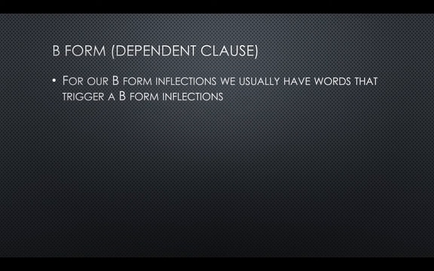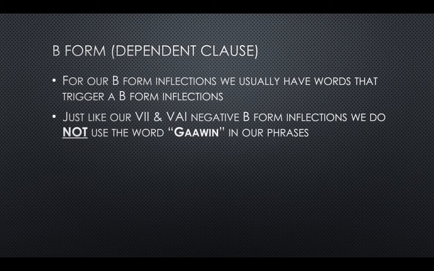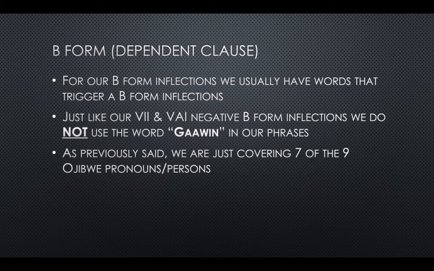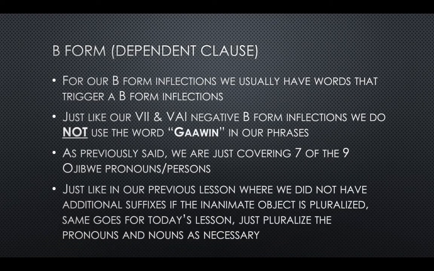For our B form inflections, we usually have words that trigger a B form inflection. Just like our VII and VAI negative B form inflections, we do not use the word gawin in our phrases today. As previously said, we are just covering 7 of the 9 Ojibwe pronouns / persons. These are the ones I think will be the most common in your speeches, and these are the ones I decided to cover for you guys. Less work for you guys. Just like in our previous lesson where we did not have additional suffixes, if the inanimate object is pluralized, same goes for today's lesson. Just pluralize the pronoun I to ni and the nouns as necessary.